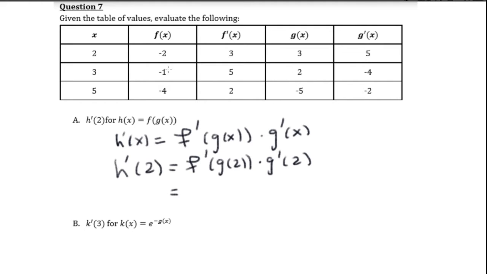g of 2, so at x equals 2, g of 2 is 3. So we'll plug that in for g of 2. And then g prime of 2 is 5. Now f prime of 3, we go to the f prime column at x equals 3, and that's 5. So that's 5 times 5 is 25.